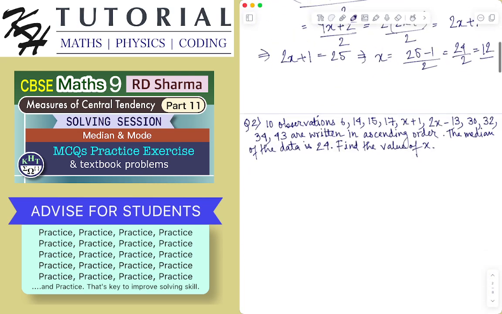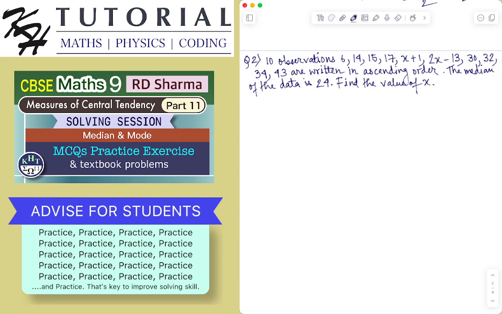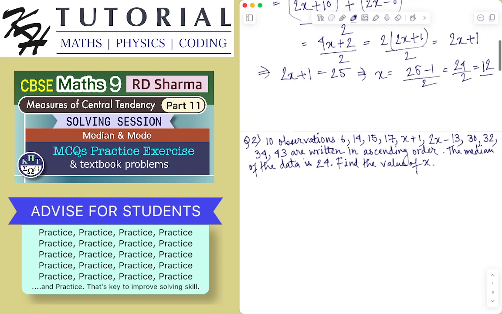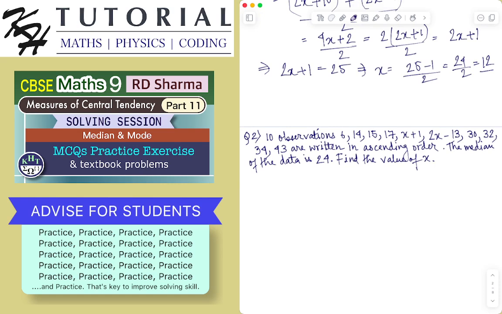Question number 2. 10 observations are given, where 2 observations in terms of x are written in ascending order. So the given observations are in ascending order, that is from low value to high value. The median of the data is 24. Find the value of x. This is more or less the same problem as question number 1, but in this case the observations are written in ascending order. So how many observations are there?